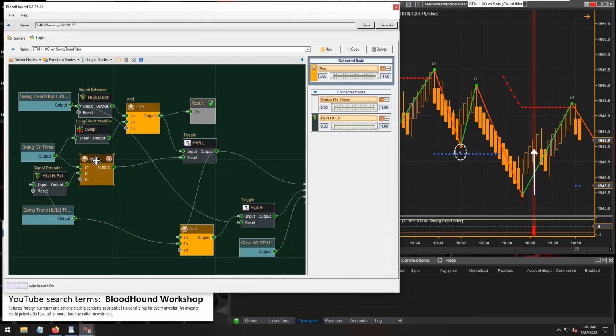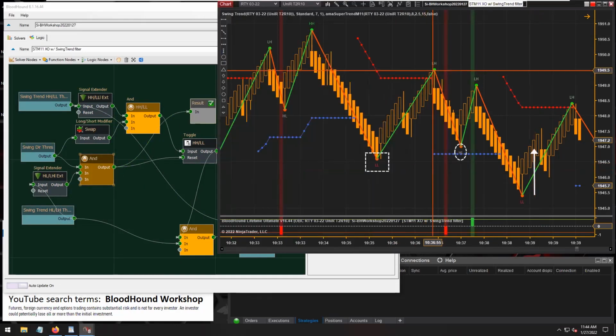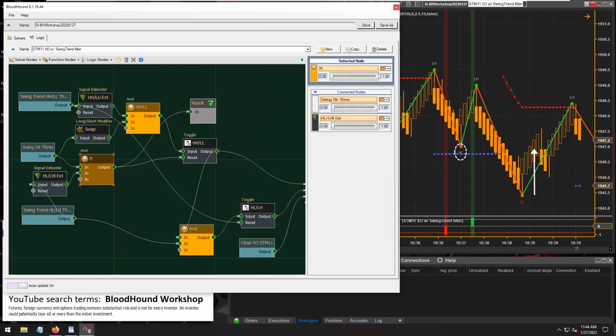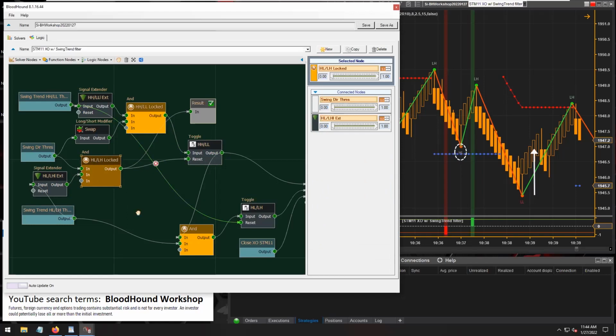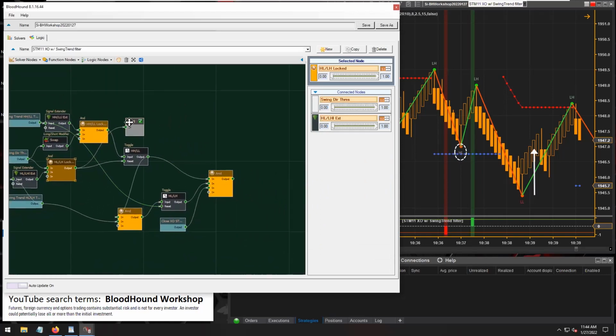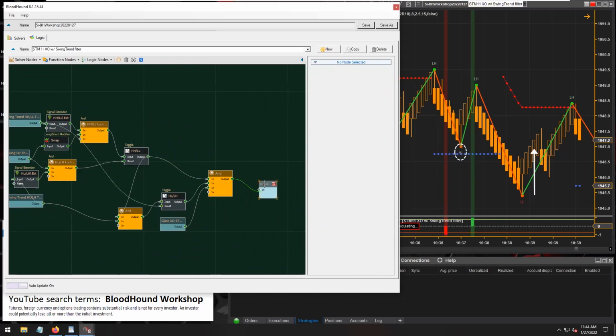And I should name this AND node. Let's see, what is this AND node again? It is the lower high and higher low. Yeah, there. So it's the higher lows and lower highs locked in. There. All right, there we go. So we have our AND nodes labeled there. So now let's connect up our signals and see what we get.